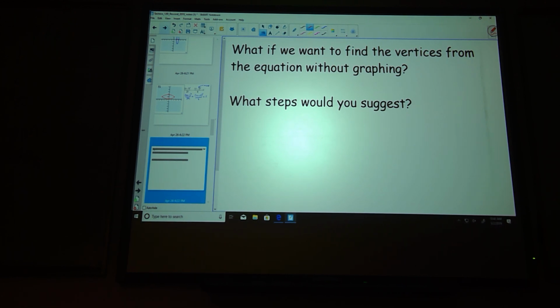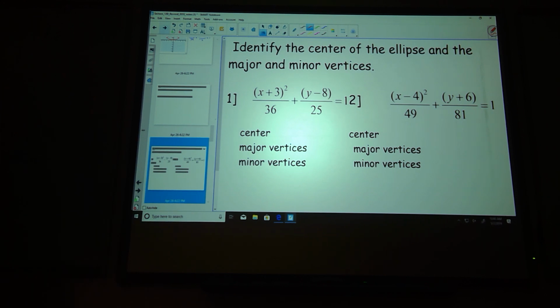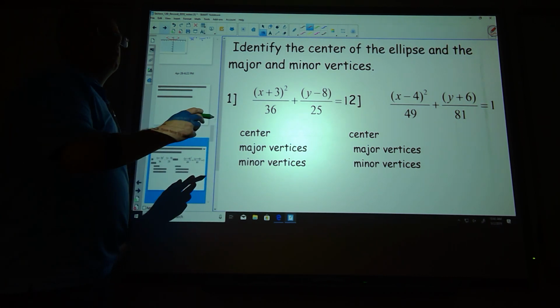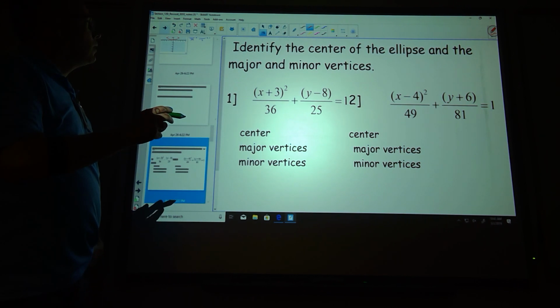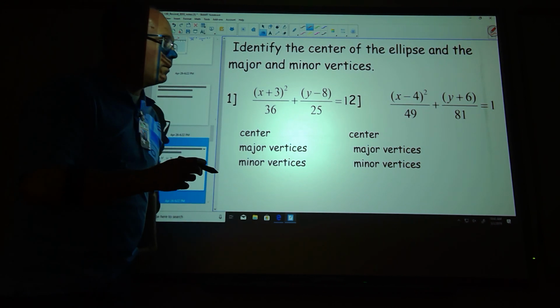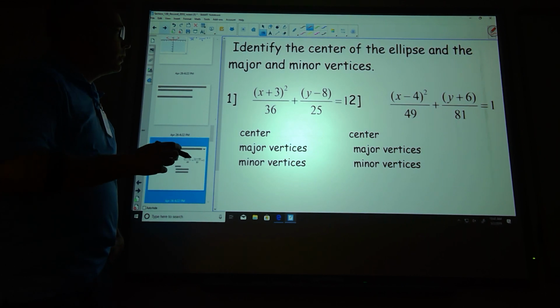What if we want to find the vertices from the equation without graphing? What steps would you suggest? Well, I don't know. Let's just move on and see what happens. All right. So, ready?